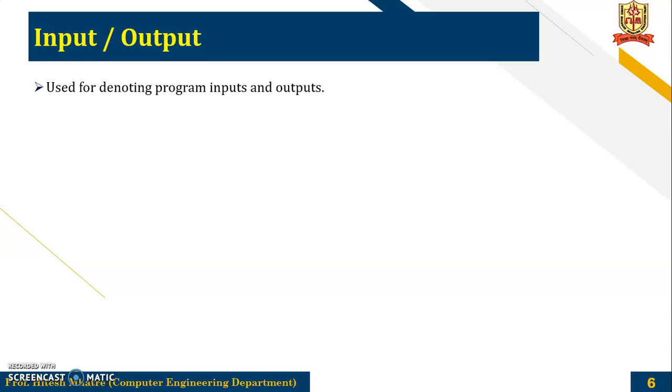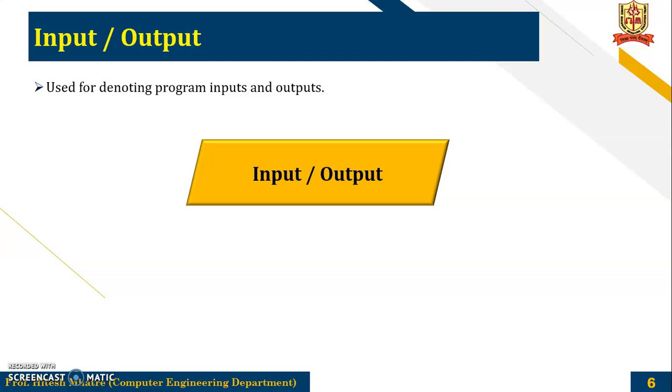Input and output, used for denoting the program's input and output. If you have a statement that accepts input from the user, and then displaying the output on the screen, for that the input and output symbol is used. This symbol, the parallelogram, is used to indicate that the statements specified here are used for input and output in a program.